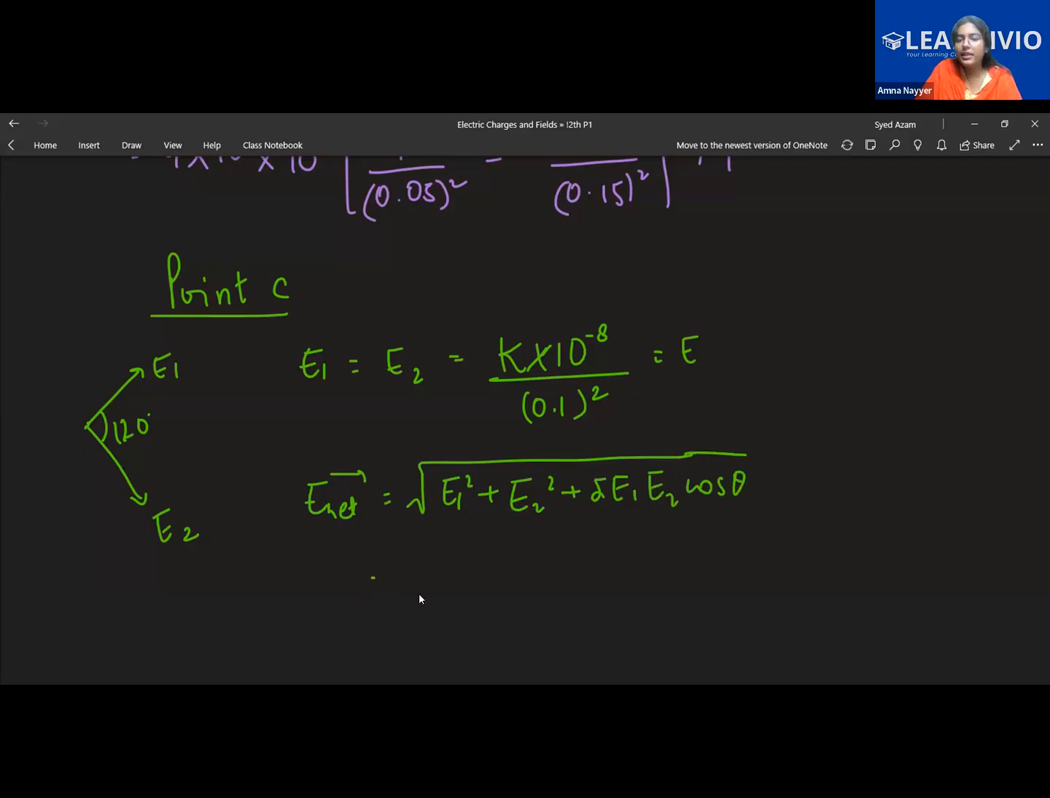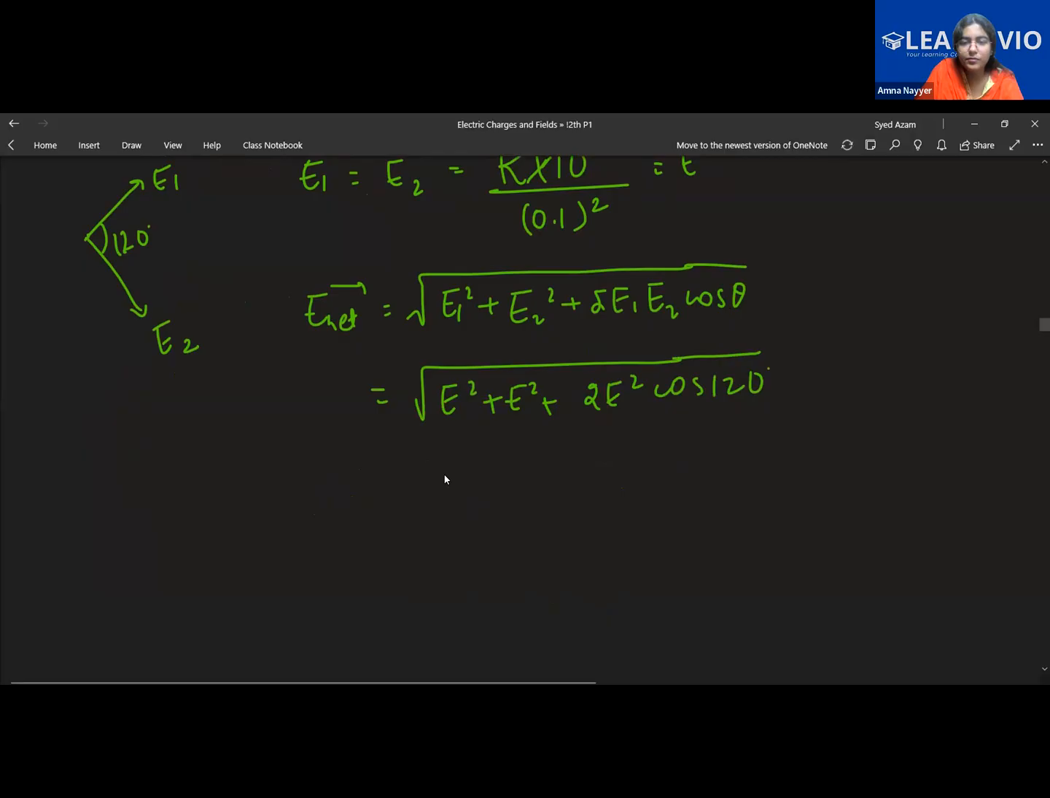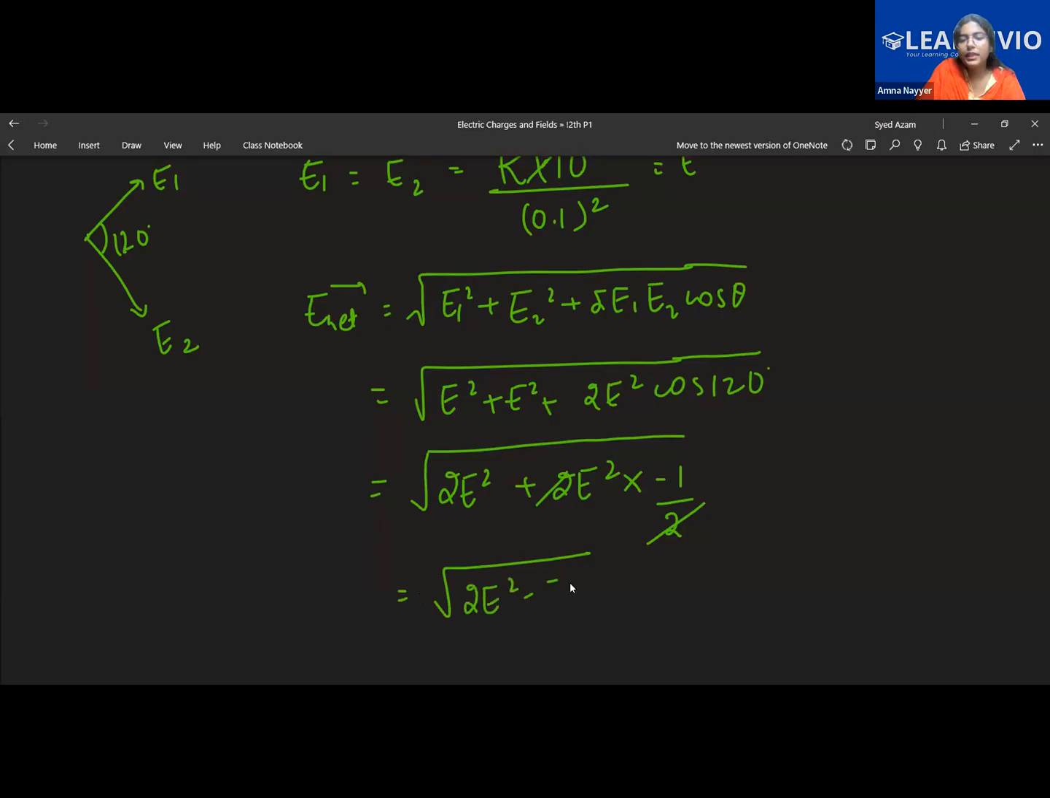Now the magnitude of the electric field is the same, so I can write E square plus 2 E into E, which is E square, into cos 120 degrees. What is cos 120 degrees, class? Minus half. Okay, this is minus half. So the 2 gets cancelled. Under root 2 E square minus E square is equal to under root E square, which is equal to E.